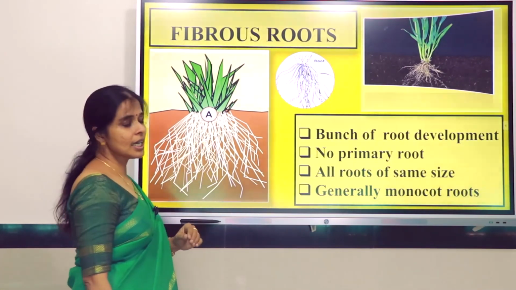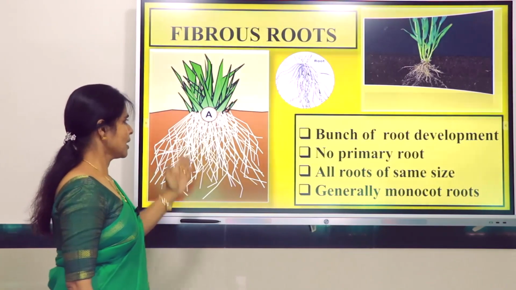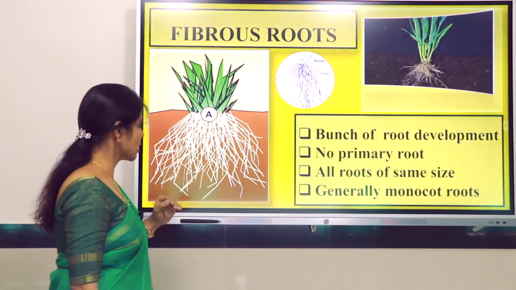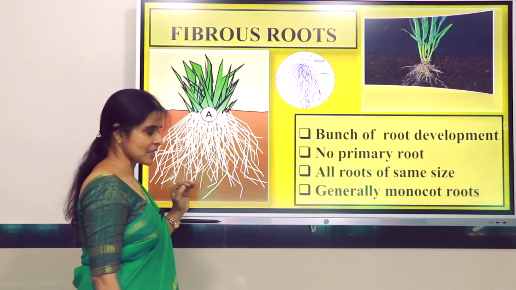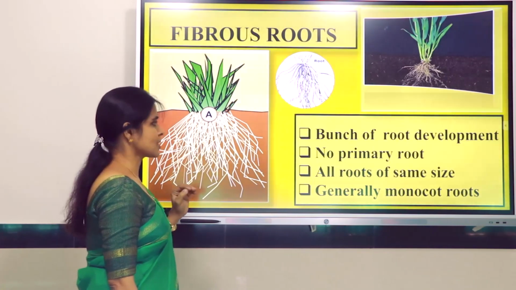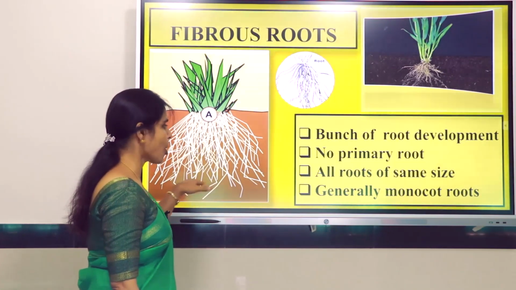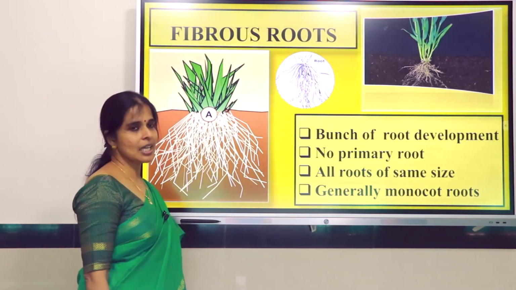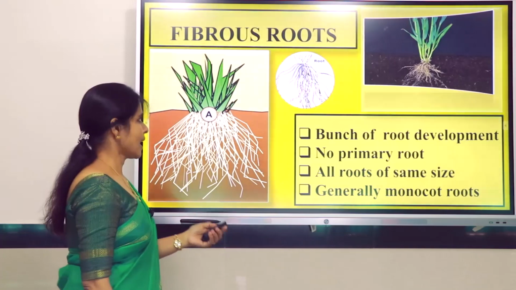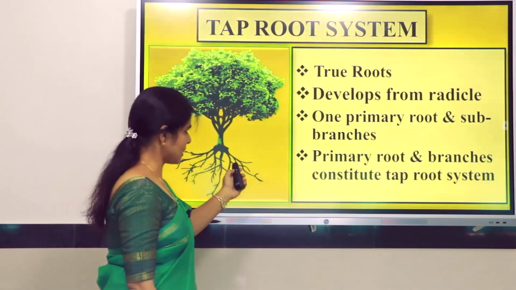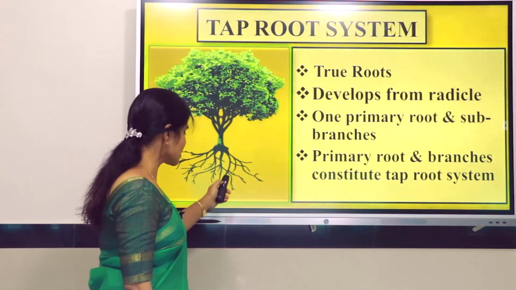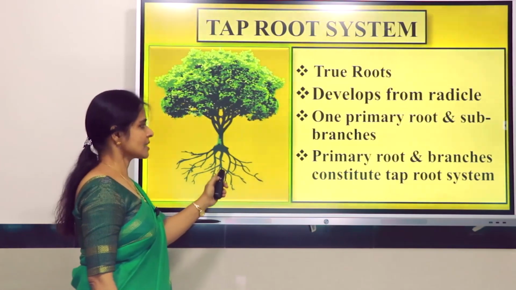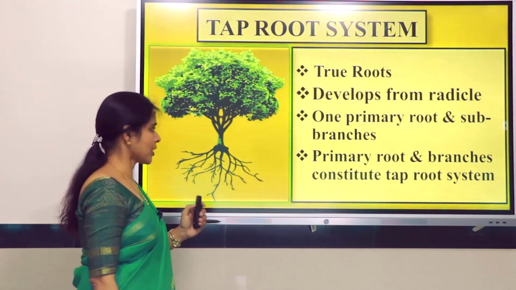Let us discuss once again the fibrous roots and taproots. Fibrous roots are a bunch of roots where no primary root is present, and all the roots when they are forming into a bunch are almost the same in size, and this is the type of root generally present in monocots. And taproots normally develop from the radicle, and that main root, the primary root, is growing and sub branches are developing from that primary root.